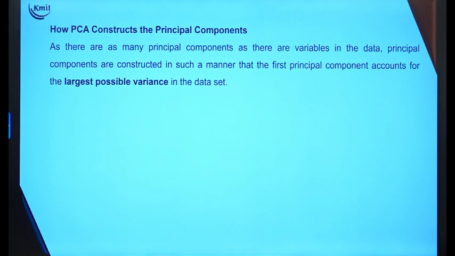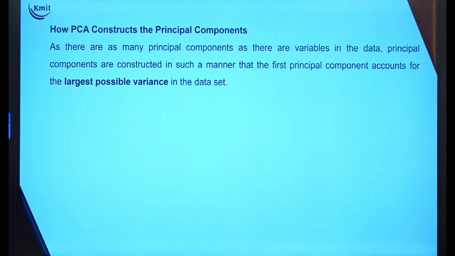Now, how does PCA construct the principal components? There are as many principal components as there are variables in the data. Principal components are constructed in such a manner that the first principal component accounts for the largest possible variance, and then the other principal components have gradually reduced variance.